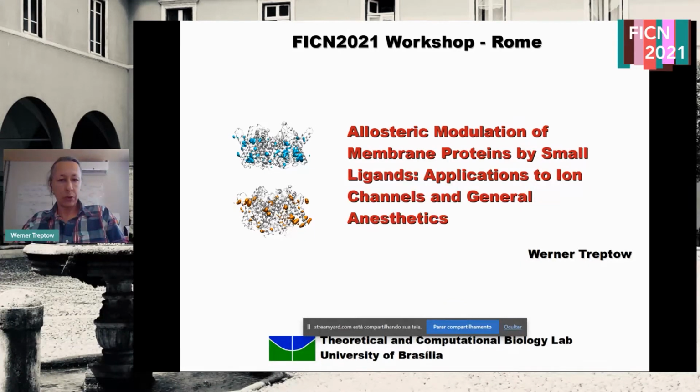So what I would like to do today, first, is elaborate on a thermodynamic model that can describe this kind of complex situation. And second, I would like to apply that model to the investigation of ion channels and anesthetics, which I believe is an important problem ranging from biophysics to neurosciences.